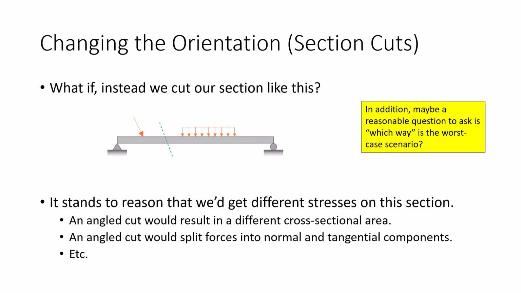Any angled cut would take forces and split them into normal and tangential components. So we're going to get different forces and different areas. So it stands to reason we're going to get different stresses. And maybe a more reasonable question to ask would be, which is the worst way? What's the worst orientation that's going to generate worst case stresses? And that's kind of what I want you to think about today.